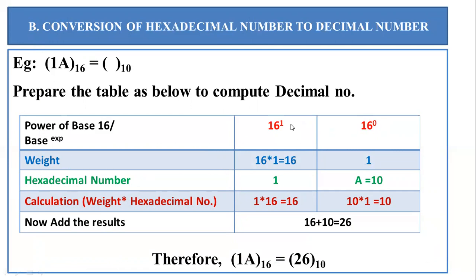In the second line we are going to write the weight, meaning what this 16 raised to the power 1 means. That means 16 into 1 will give me 16, and 16 raised to the power 0 will give me 1. Now the hexadecimal number as given in the question: 1 I have written here, A I have written, and A is equal to 10. So 1 into 16 will give me 16, 10 into 1 will give me 10. So 16 plus 10 will give me 26. So this is how it is proved in both cases, how we can solve it.